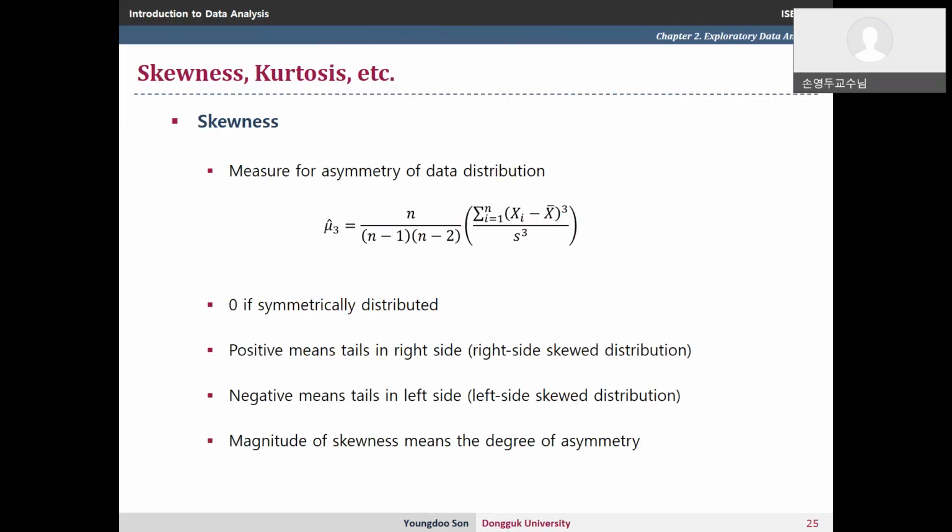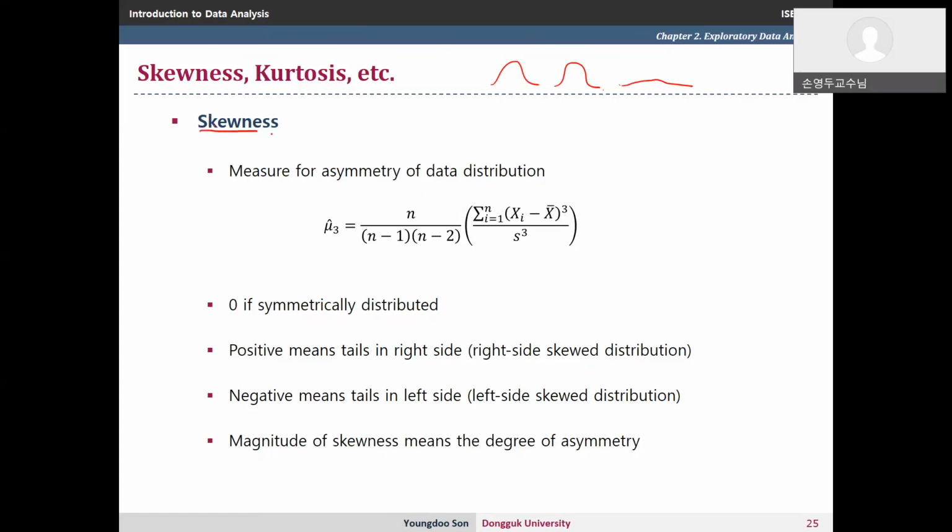And the remaining properties of the dataset are skewness and kurtosis. First we saw the location information, and second we saw the scale information. The location information covers where the distribution is located, and the scale information covers how it is distributed, or its variation.